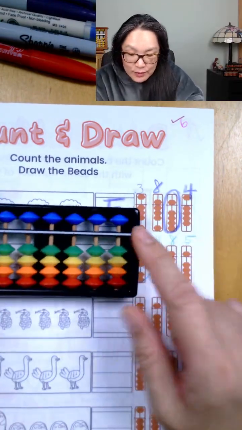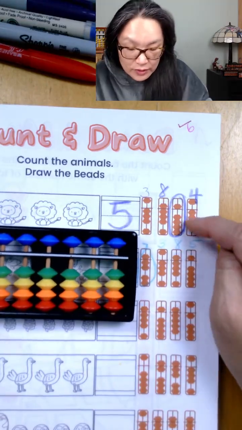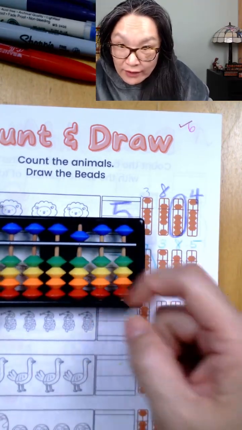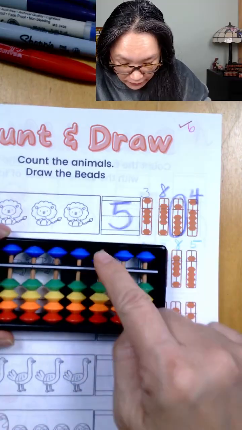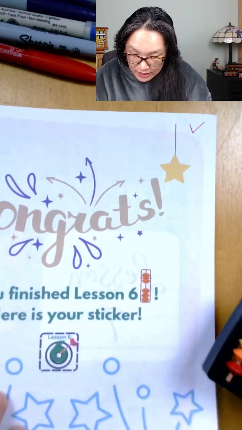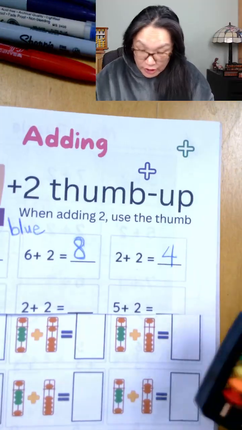So on our abacus, because we have a real one, and this was a picture one, this is what 5 looks like. Right? So that's what 5 looks like. So then let's do some adding and subtracting so we can go on to multiplication and division.